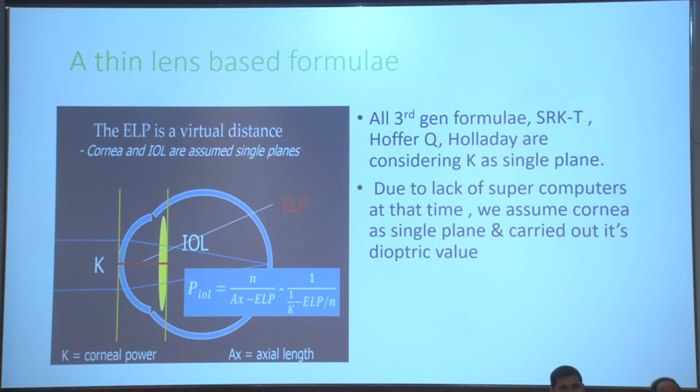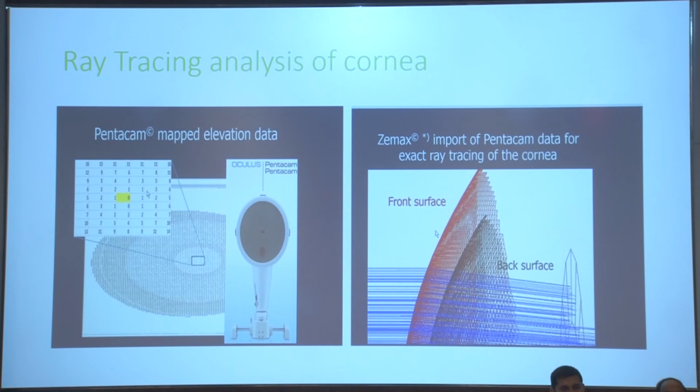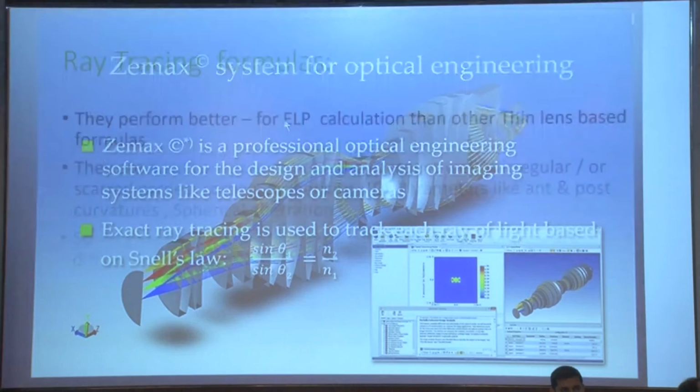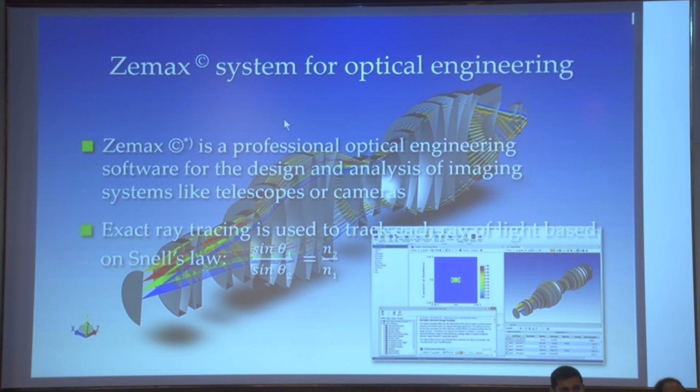All third generation formulas are based on Gaussian optics, that is, thin lens based formulas. So the cornea has a single plane, the lens has a single plane, and we presume what will be the effective lens position. Now ray tracing analysis was not there at that time, but because of advancement in the instruments, we are getting each and every point of the cornea. And this point data has to be exported through the Zemax type of optical software which is used in telescopes. So we are getting very good corneal topography in such a way that we can use this data, considering what is the corneal power exerted at which level of the cornea.